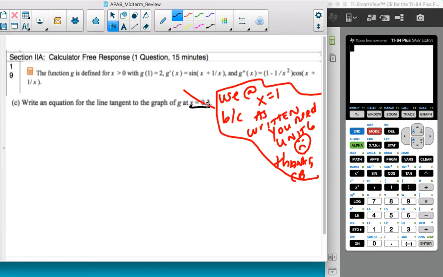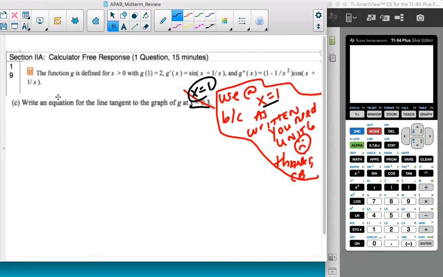So basically, in this problem, I'm going to have you change this request from x equals 0.3 to x equals 1, because the way it is written with that x equals 0.3, you need a skill from Unit 6 that you don't have. So we're going to reword this question, and I'm going to change it on our review sheet so that it says x equals 1, not x equals 0.3, okay?